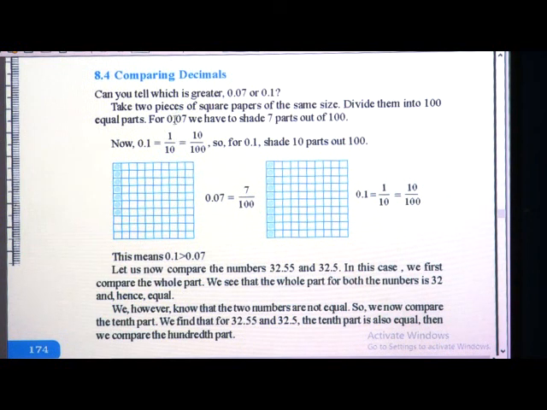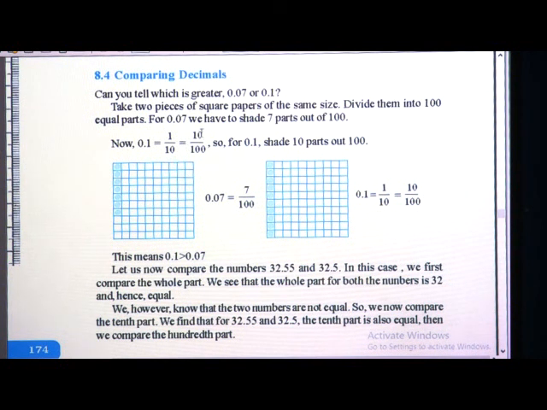For 0.07, we have to shade 7 parts out of 100. As we know 0.07, out of 100, how many parts do we need to shade? 7 parts. We need to shade 7 parts. Okay. Now, 0.1 is equal to 1 by 10.